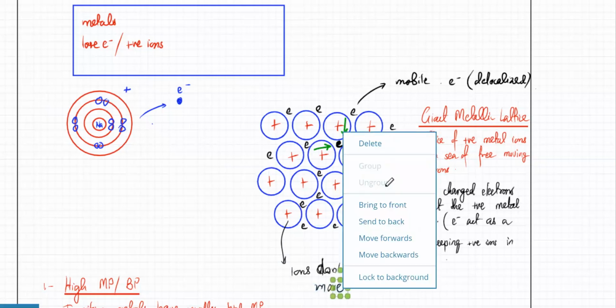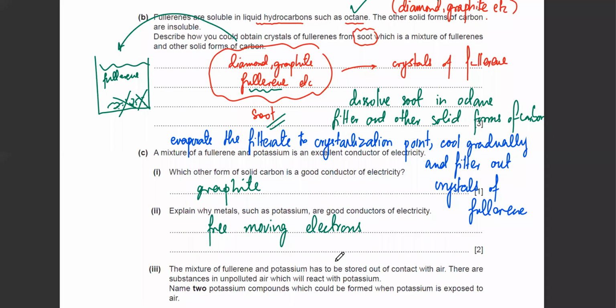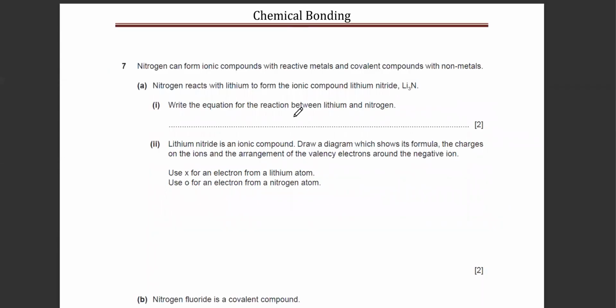So electricity is a stream of charged particles. Now the ions are not moving; it's the electrons that are moving around. So remember this: be very careful not to write ions. You're going to get 1 mark for free moving. The other one would be for electrons. Then you've got a mixture of fullerene and potassium has to be stored out of contact with air. This is a chemical reaction, so we can ignore that.